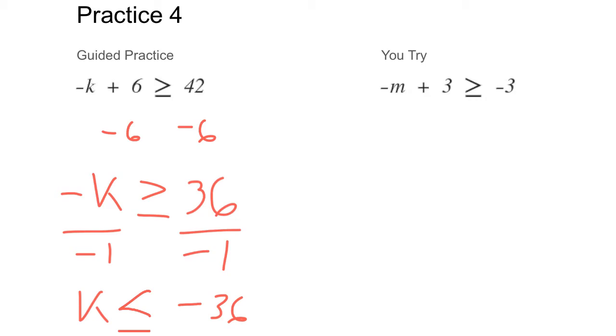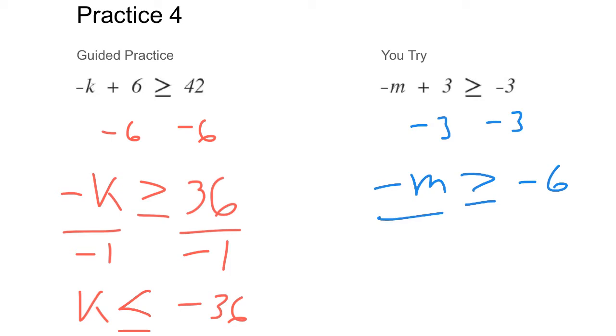Okay, I have -m plus 3 is greater than or equal to -3. I'm going to subtract 3 from both sides. That leaves me with -m is greater than or equal to -6 because, again, I have -3. I'm taking away more, so therefore I'm going to end up with more negative.